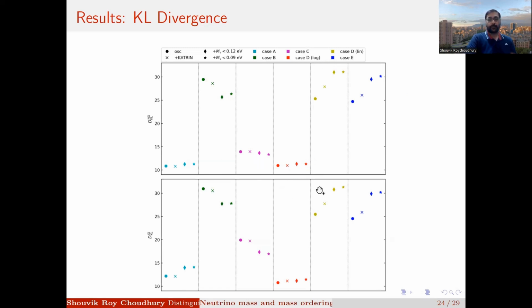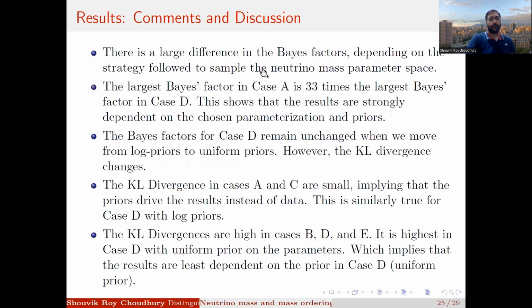However, one thing here to note is that there is a large difference in the Bayes factors depending on the strategy followed to sample the neutrino mass parameter space. So case A has 33 times the Bayes factor of case D, and this shows that the results strongly depend on the chosen parameterization and priors.